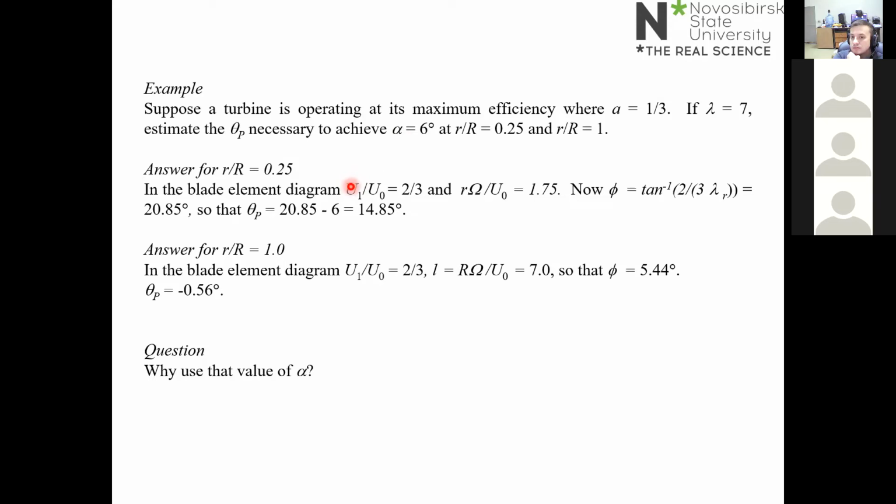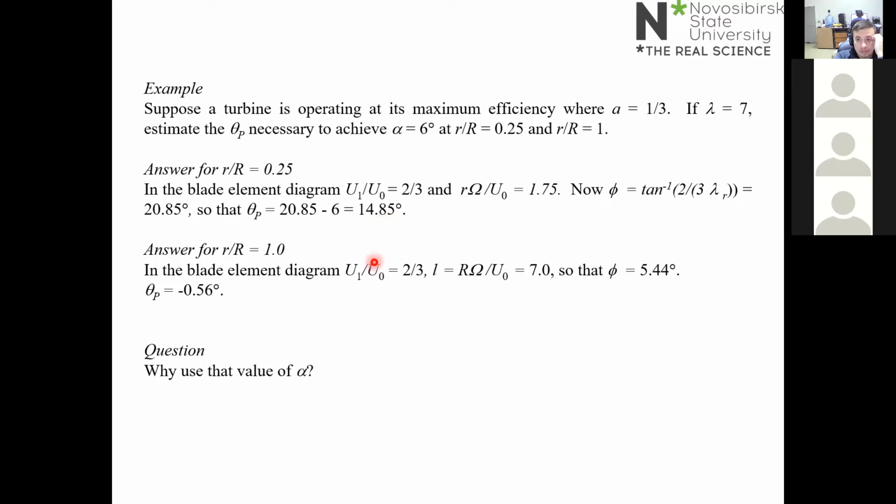So if we look back at the blade element diagrams that we looked at in the last lecture, if the axial induction is 1/3, the velocity at the blade is 2/3. And at the quarter radius position, the local circumferential velocity normalized by the wind speed will be 1.75. And the inflow angle, which is defined in those velocity diagrams, is given very simply by this expression here. And that gives an inflow angle of nearly 21 degrees. And so the pitch angle has to be that angle minus the ideal angle of attack of about 6 degrees.